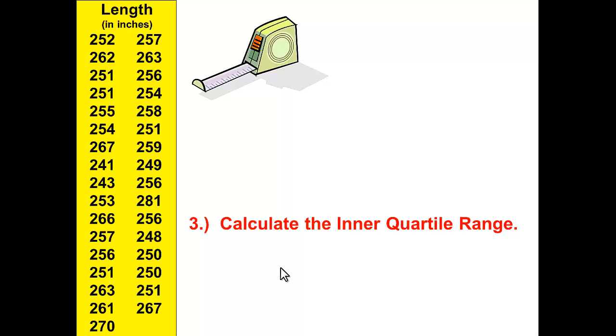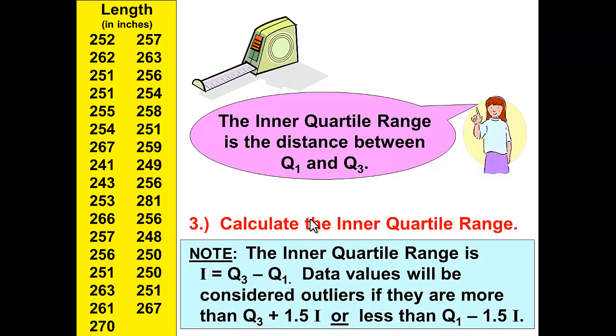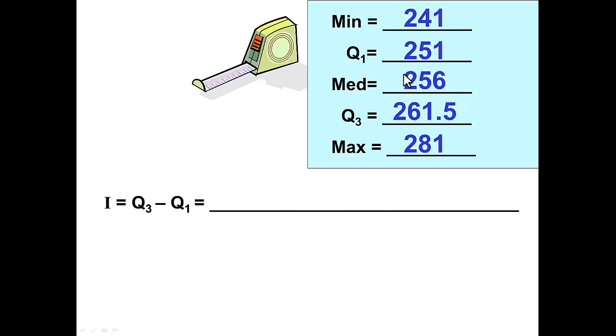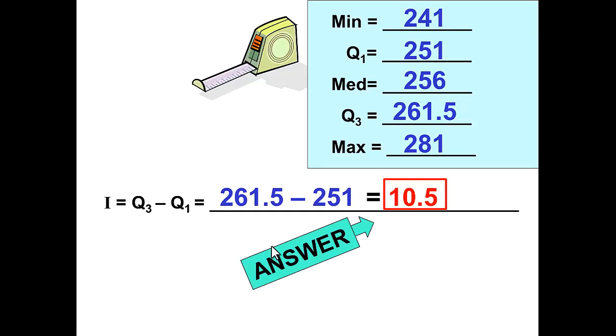Next, we want to calculate the interquartile range. Remember that the interquartile range is I equals Q3 minus Q1, and data values will be considered outliers if they are more than Q3 plus 1.5I or less than Q1 minus 1.5I. The interquartile range is the distance between Q1 and Q3. So, back to our 5-number summary, we just calculate the distance between 261.5 and 251. 261.5 minus 251 gives us 10.5. The interquartile range then is 10.5.